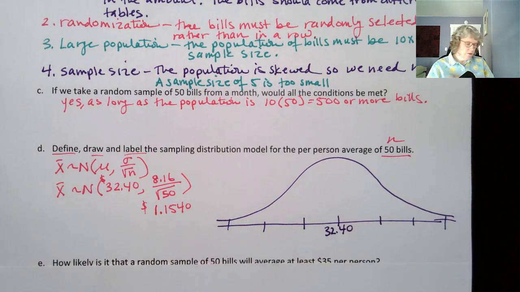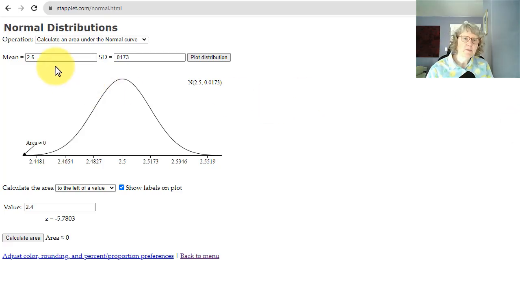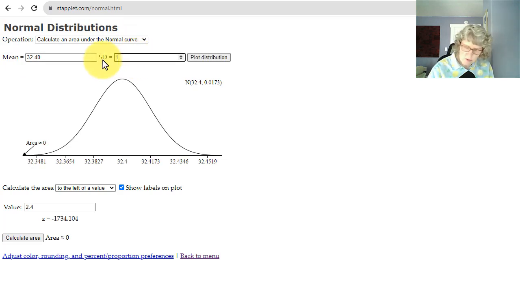32.40 in the middle. I'm also drawing this as wide as I can. I wish I had drawn it a little bit wider because I've got dollars and cents, so I'm going to have to squeeze this in here. So now I'm going over to Statlet, and 32.40 is our mean. Our standard deviation is 1.1540.